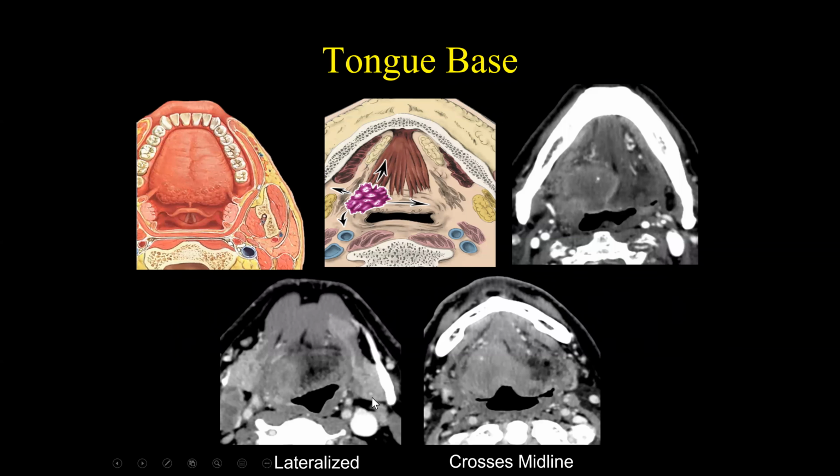The first area is the tongue base. The tongue base is that part of the tongue that's located posteriorly to the chevron-shaped papilla, which are the circumvallate papilla. So everything posterior to the circumvallate papilla is in the tongue base.